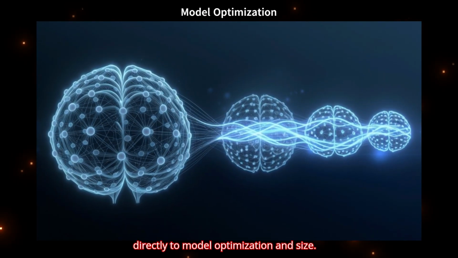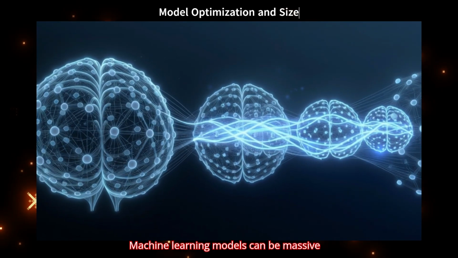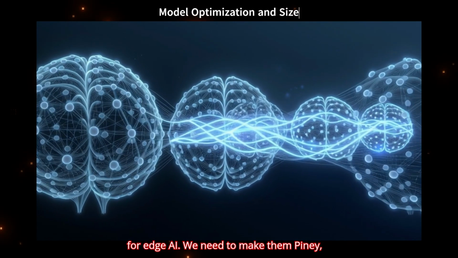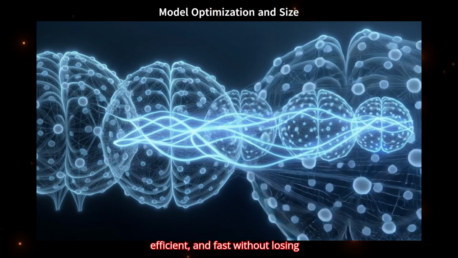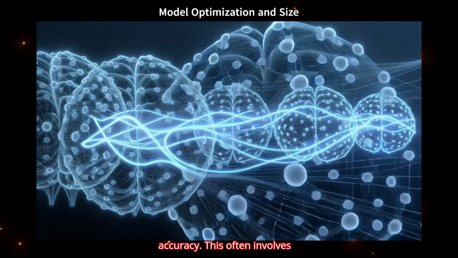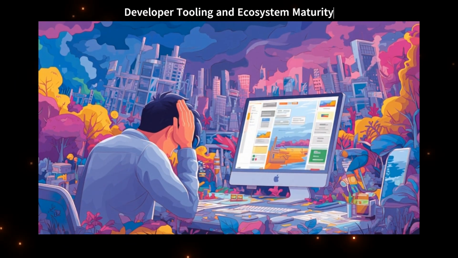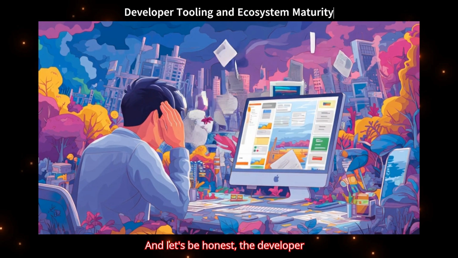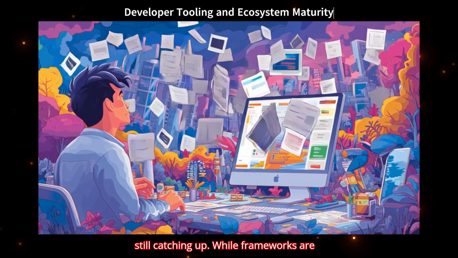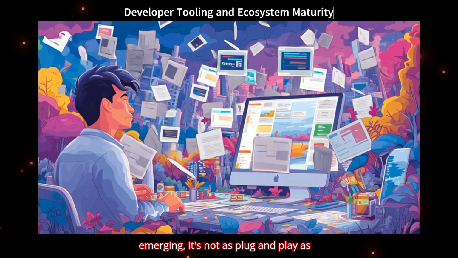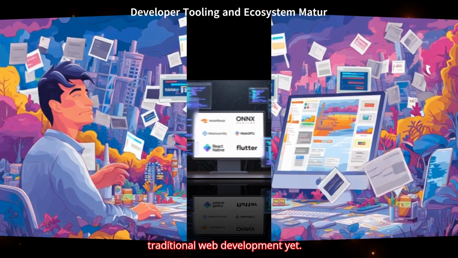This leads directly to model optimization and size. Machine learning models can be massive. For Edge AI, we need to make them tiny, efficient, and fast without losing accuracy. This often involves techniques like quantization and pruning. And let's be honest, the developer tooling and ecosystem maturity is still catching up. While frameworks are emerging, it's not as plug-and-play as traditional web development yet.